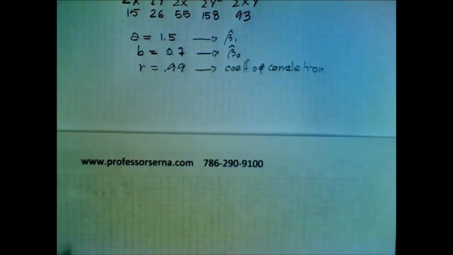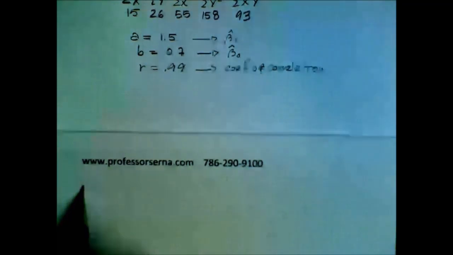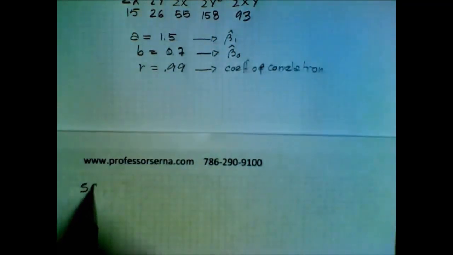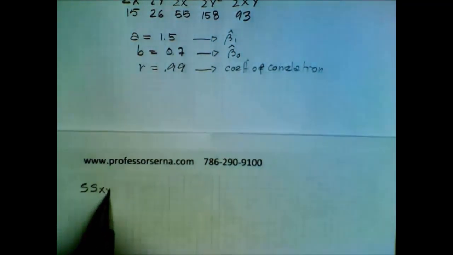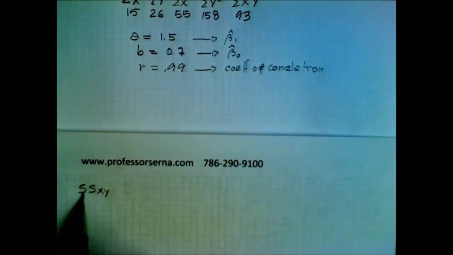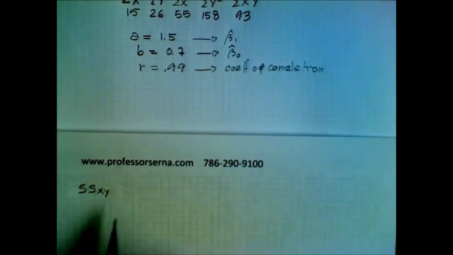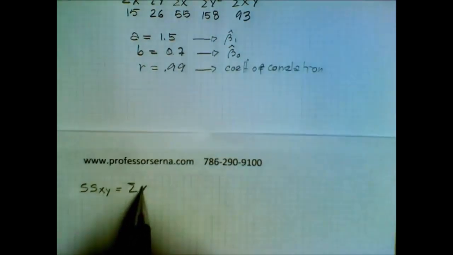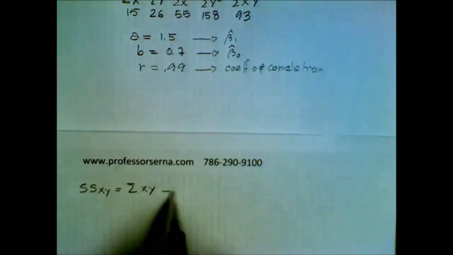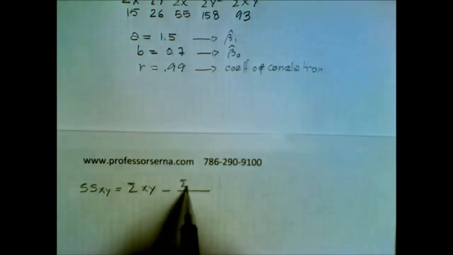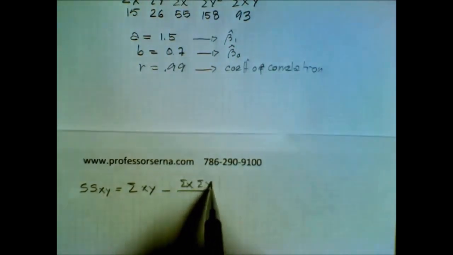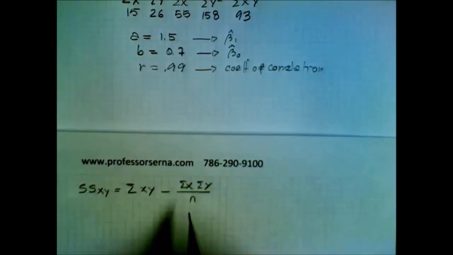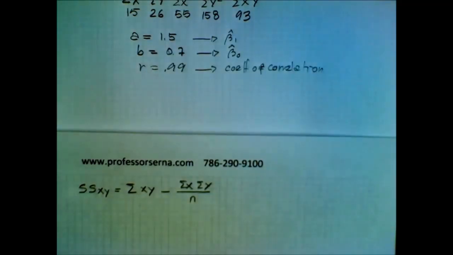Okay, so in order to calculate beta 0 hat and beta 1 hat, we will first need to calculate what we will call SSXY. SS stands for sums of squares. SSXY we're going to define as the sum of the products of X and Y minus the sum of X times the sum of Y, divided by N. And we already have all those values.